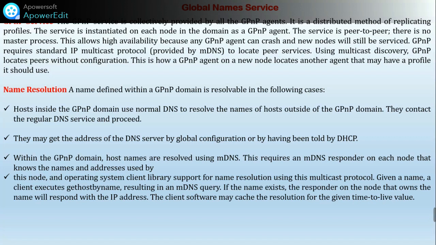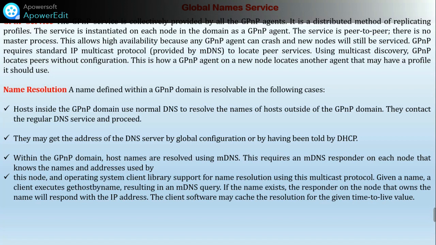Next, a global naming service. The global naming service, the GPnP service, is collectively provided by all the GPnP agents. It is a distributed method for replicating profiles. The service is instantiated on each node in the domain as a GPnP agent. The service is peer-to-peer. There is no master process. This allows high availability because any GPnP agent can crash and new nodes will still be serviced.